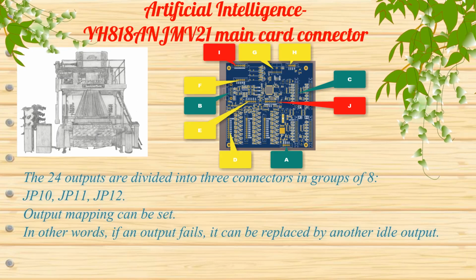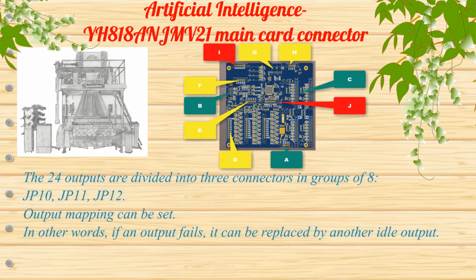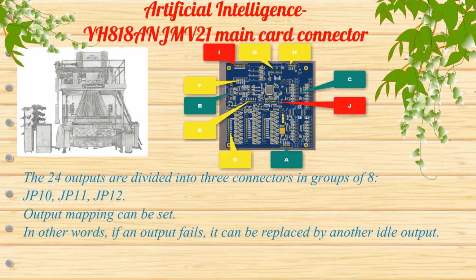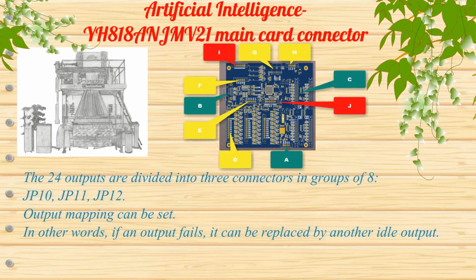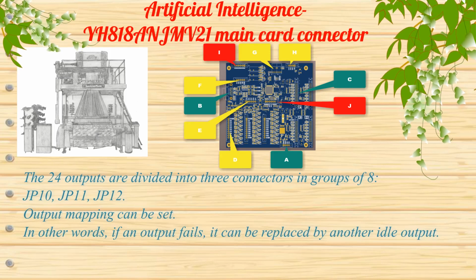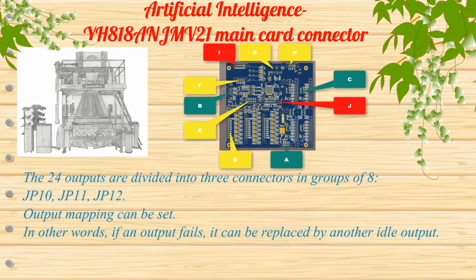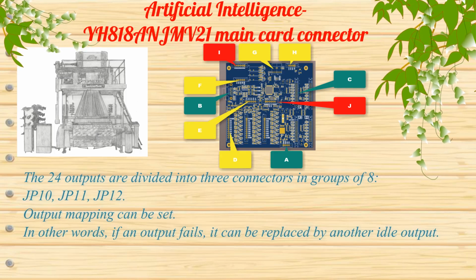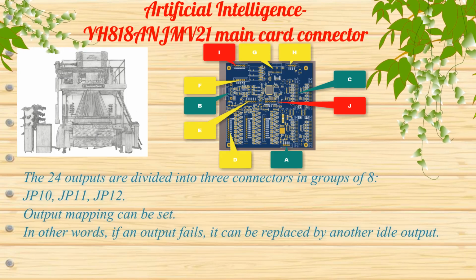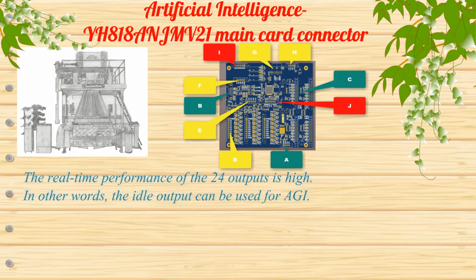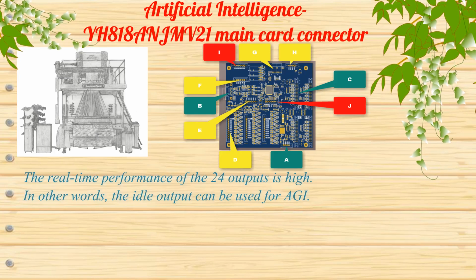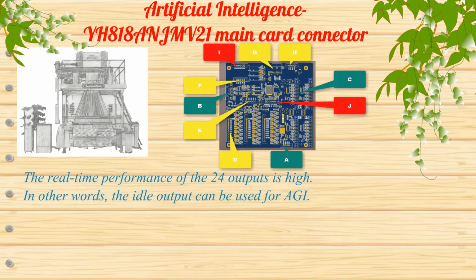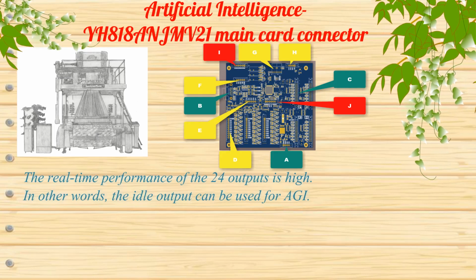The 2-4 outputs are divided into 3 connectors in groups of 8: JP10, JP11, JP12. Output mapping can be set. In other words, if an output fails, it can be replaced by another idle output. The real-time performance of the 2-4 outputs is high. In other words, the idle output can be used for AGI.